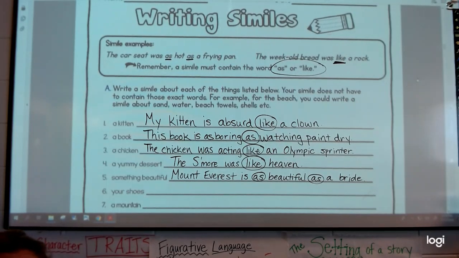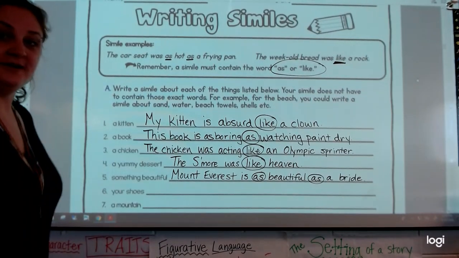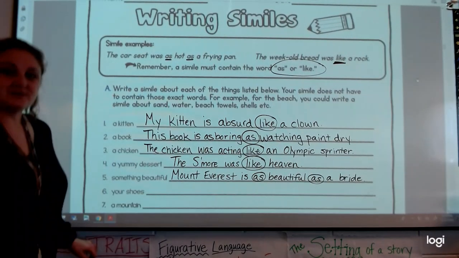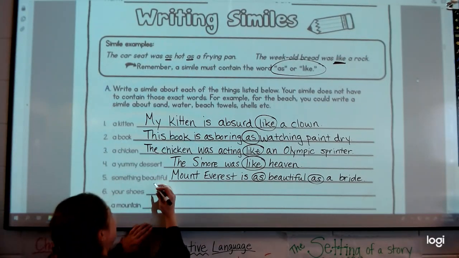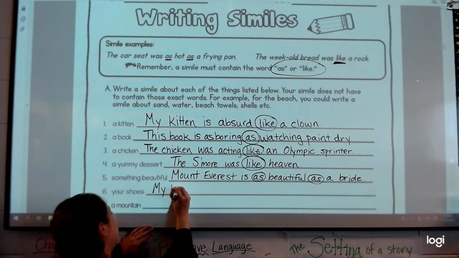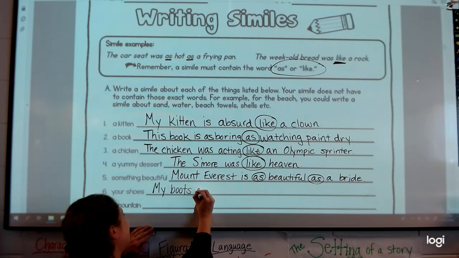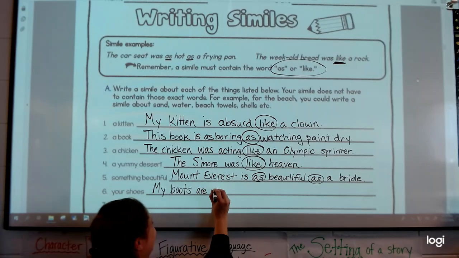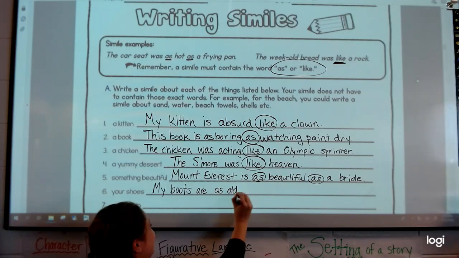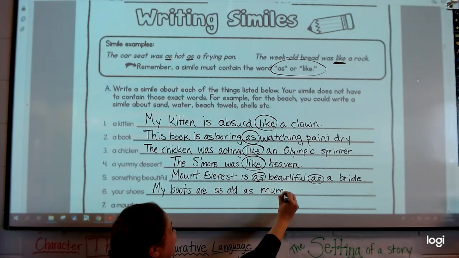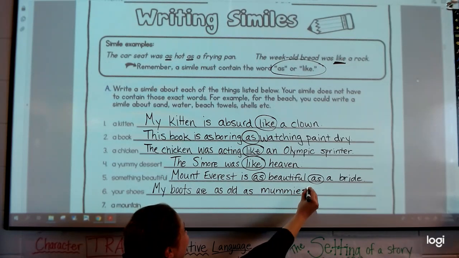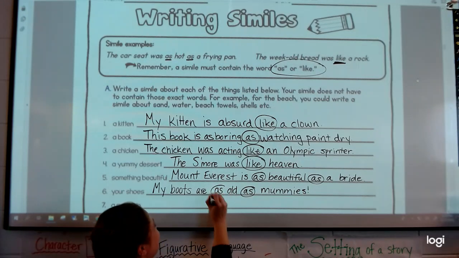All right, now the next one's about your shoes. So depending on your shoes, we might have a different thing. My shoes today are boots. So, and they are very old. So I'm going to talk about how old my shoes are. My boots are as old as mummies. Got my comparing words.